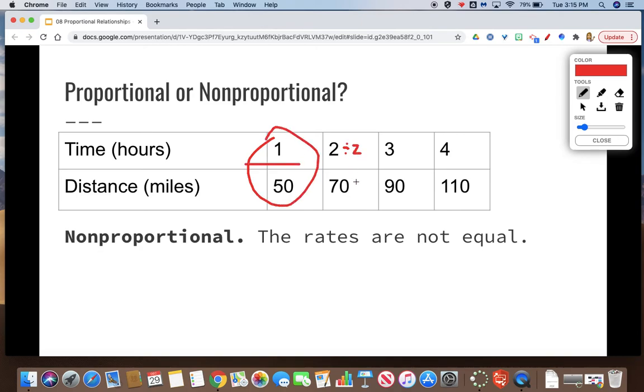2/70, if I divide those both by 2 to simplify, I get 1/35. That is not the same. 3/90, if I divide by 3 to simplify, is 1/30. That is also not the same. Okay, and if I simplify 4/110, it's also not going to be the same. So we're looking at our rates. If we simplify them, do they all simplify the same? And in this case, they do not, so that's how we know it's non-proportional.